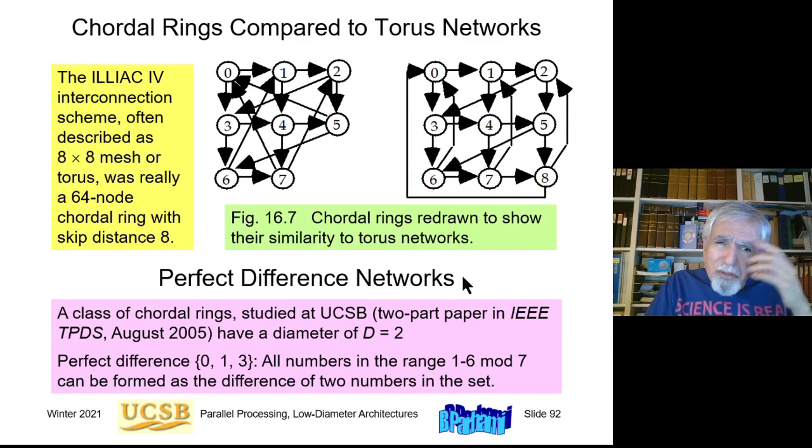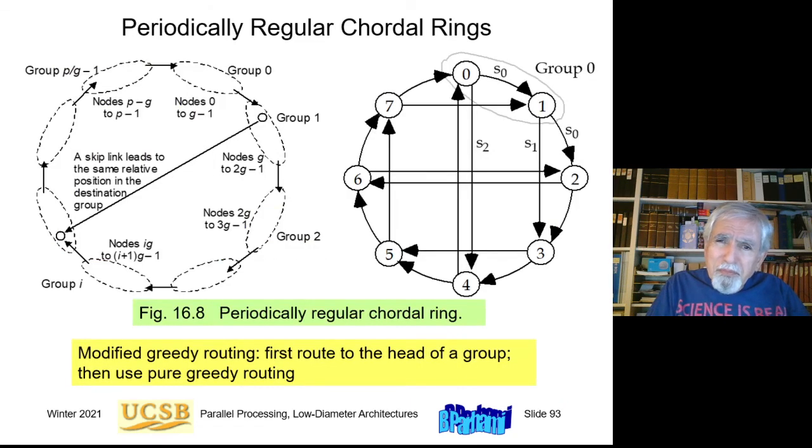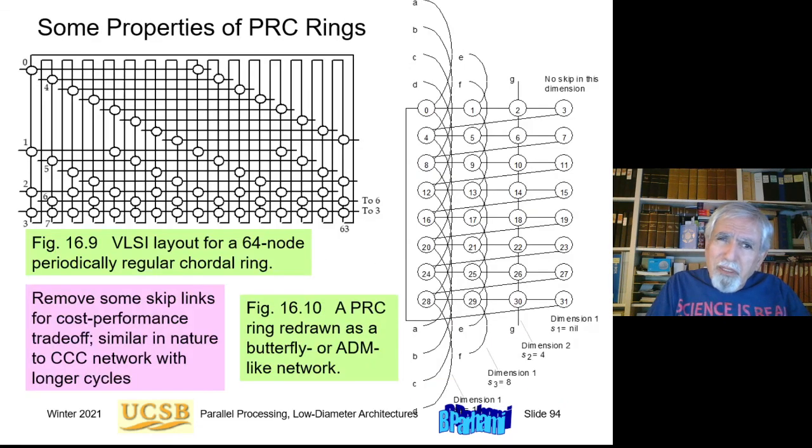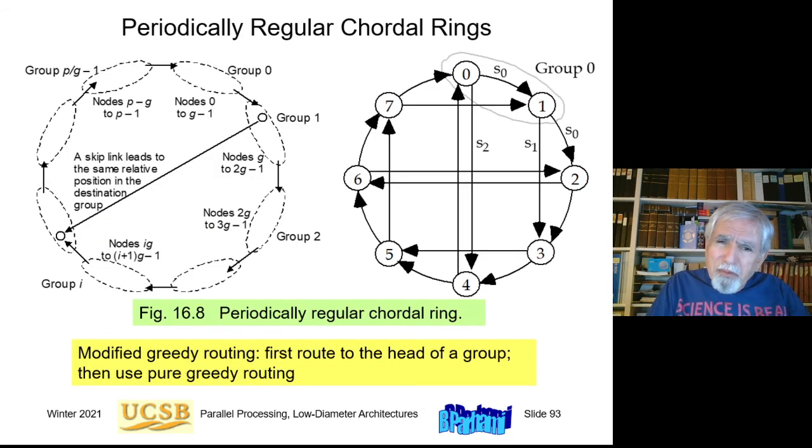Okay, and there's also the class of perfect difference networks. It's something that we invented at UCSB, and we published it in 2 parts in IEEE Transactions on Parallel and Distributed Systems. So I just want to give you an idea of how many different ways you can design an interconnection network so that you're aware of the huge space of possibilities. I'm going to skip periodically regular. Again, that's something that we invented at UCSB.